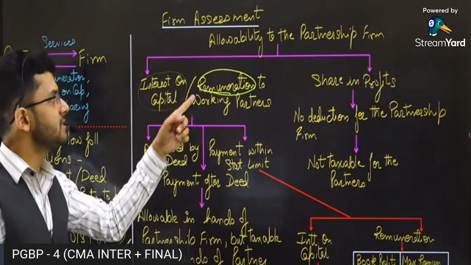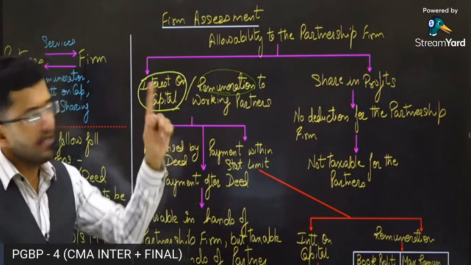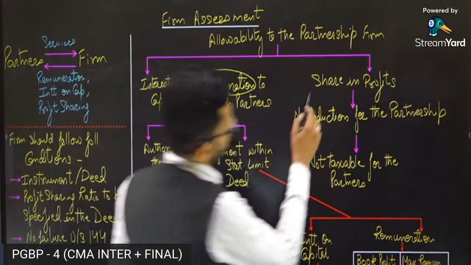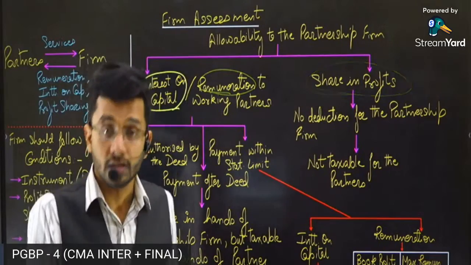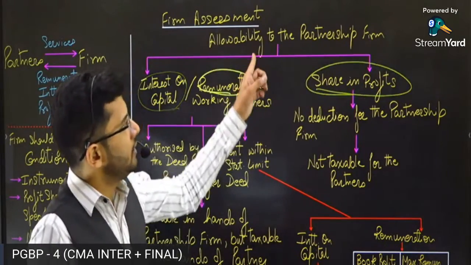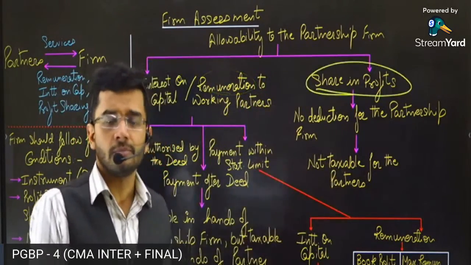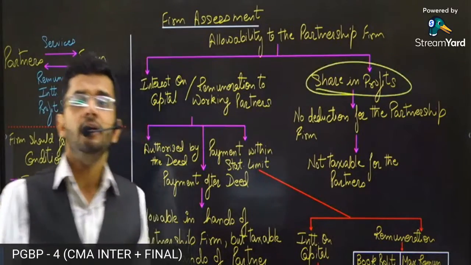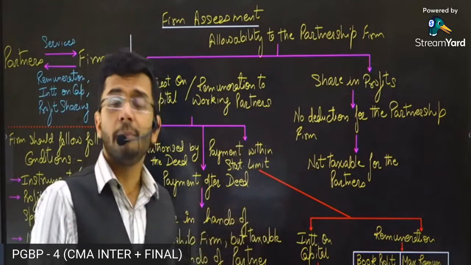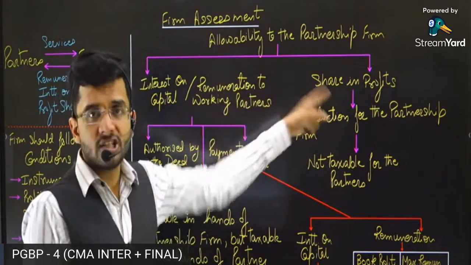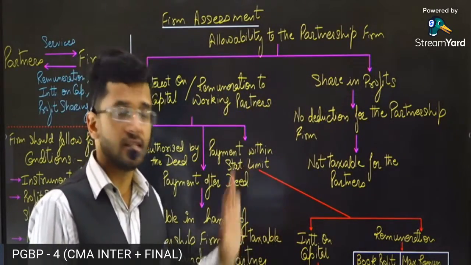This will be expenses for the partnership firm. This will be income for the partners. Then share in profits will be given by the partnership firm to the partners. This will again be appropriation of profit from the angle of the partnership firm. It will be the income in the hands of the partners. These are the two major payouts which we are going to deal with in this particular section.